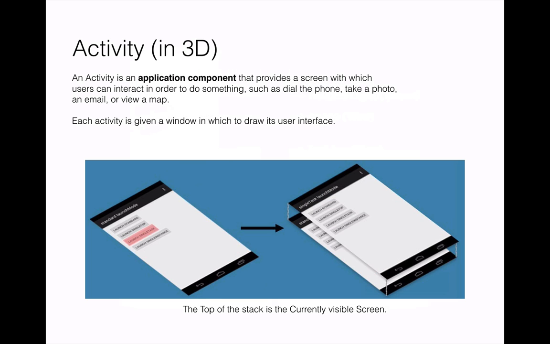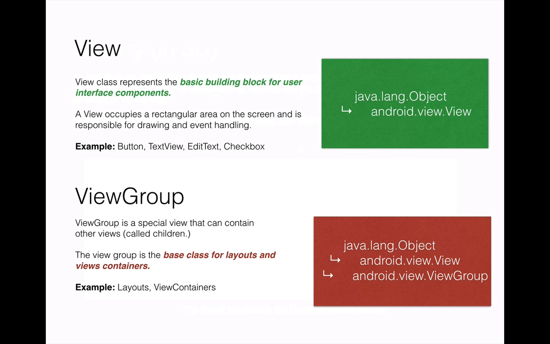When you visualize activity in a three-dimensional view, you could really see that an activity goes behind when it invokes another activity. So this is basically called backstack or activity stack. The activity is composed of view group and views. So we have to really understand what view and view group are.